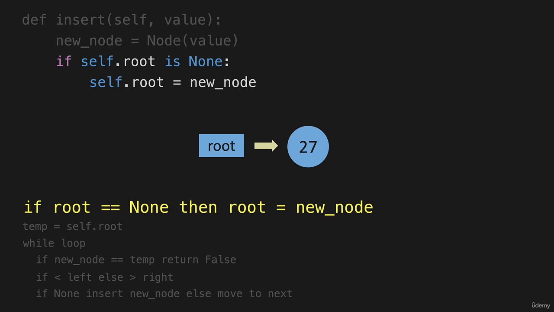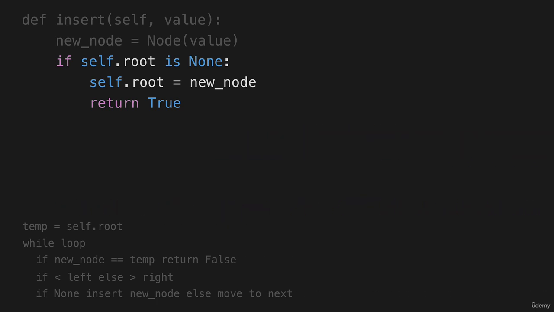But there is one other line of code that we need here. We need a return statement. Because if we're going to insert this directly into our tree at the root, we don't want to continue running code in this method. So now we can remove that.